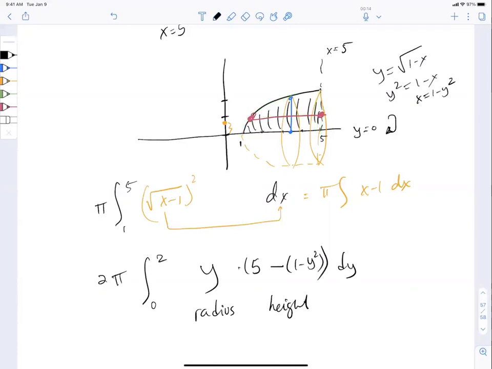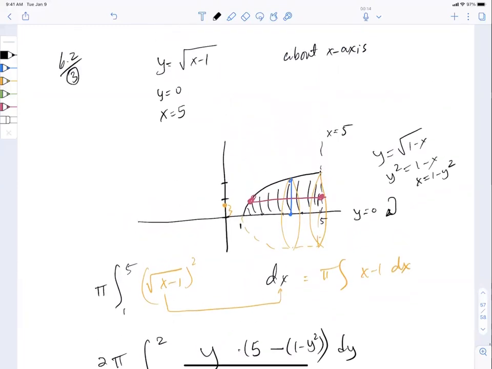So 5 minus the graph of the function, whatever the equation of the function is, in terms of y. And again, oh, sorry, it's x minus 1, sorry.